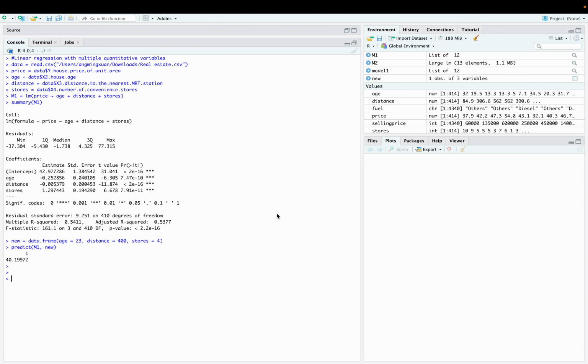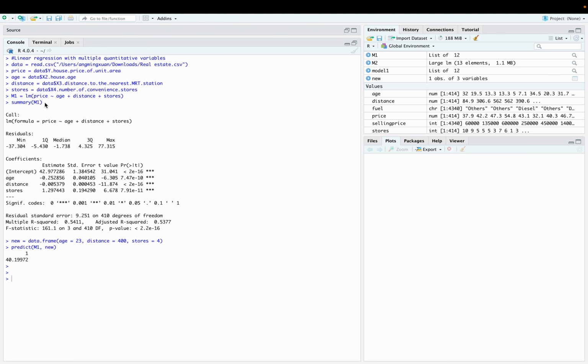Now, we just need to use the linear model function, which is lm, bracket, the dependent variable, tilde, the independent variables. In this case, because we have three independent variables, we just need to write a plus sign between them. So from the code, you can see that it is the price of house tilde age plus distance from the MRT plus number of convenience stores nearby. Then we use the summary function to view the estimated coefficients of the linear model, and it also provides us with other information that I'll be going through.